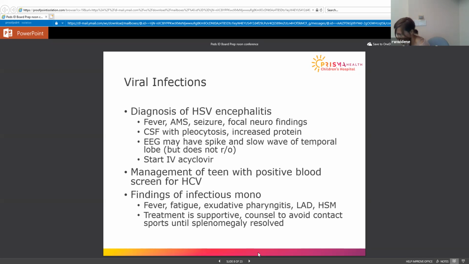Do you know what decreased glucose in the spinal fluid is called? Do you know this? It's a fun word. Hypoglycorrhachia. Yeah, hypoglycorrhachia.